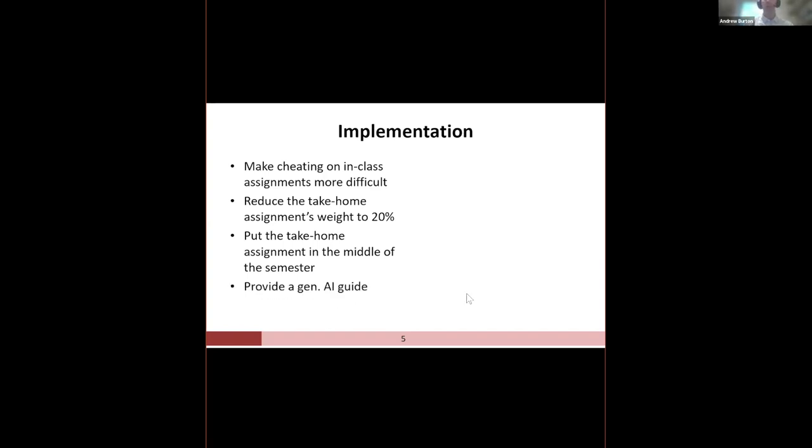Another aspect of my implementation is providing a course reading on how to use generative AI. This is a guide that I have authored, and I'll show you some excerpts from the table of contents to give you an idea of what's in it. And as I've confirmed with Andy, I'll be able to share that file with you after the webinar.